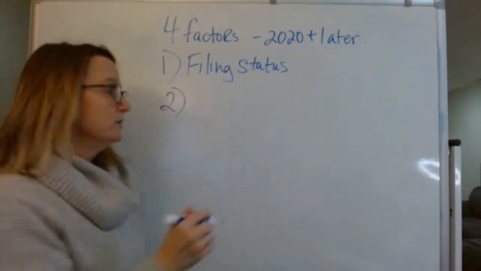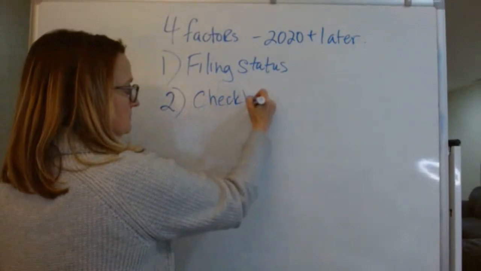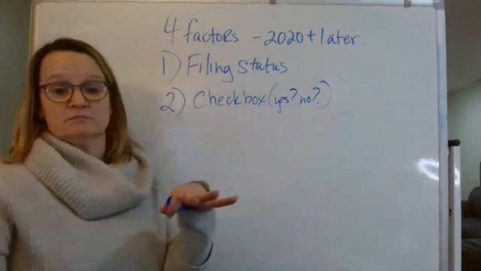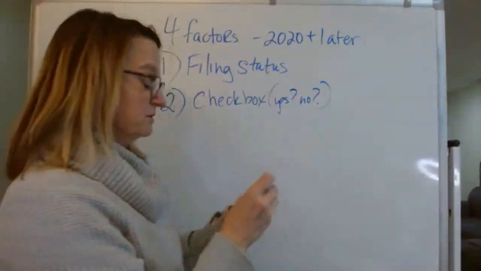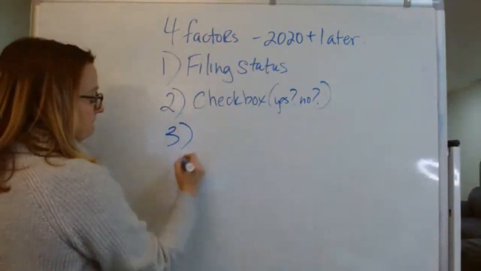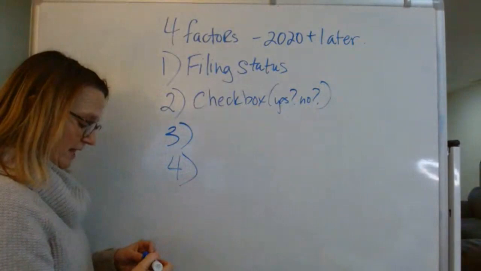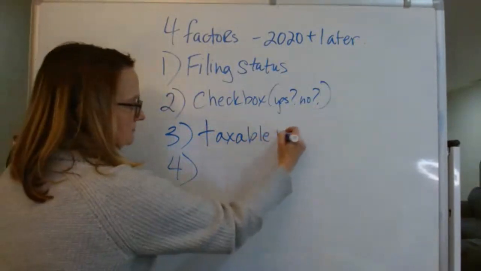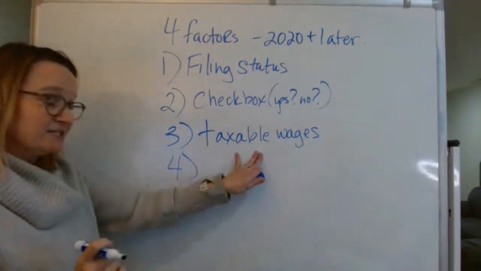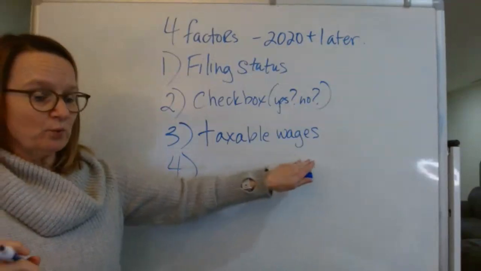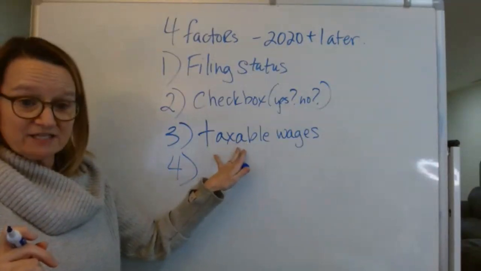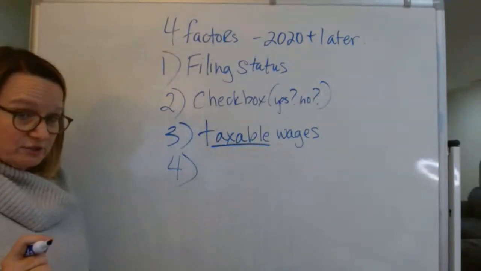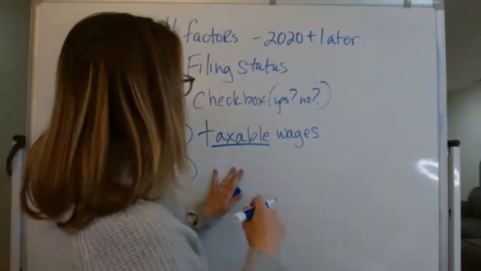The second thing we need to know is that checkbox. So essentially, yes or no, was it checked? All we have to do is look at the W-4 in order to determine that. There are two other factors that we need to know. We need to know taxable wages. And I say taxable here, not just total wages, because we may have some benefits that aren't taxable that we're going to then subtract from our total wages to arrive at our taxable wages. So this is important. Taxable wages are required.